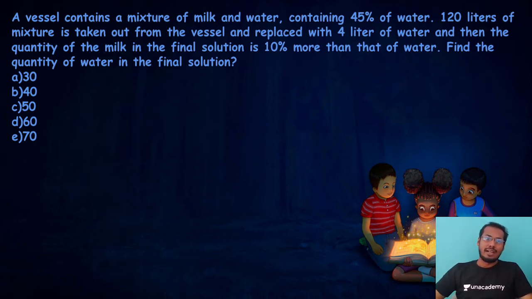A vessel contains a mixture of milk and water containing 45% of water. 120 liters of mixture is taken out from the vessel and replaced with 4 liters of water. And the quantity of the milk in the final solution is 10% more than that of water. Find the quantity of water in the final solution.